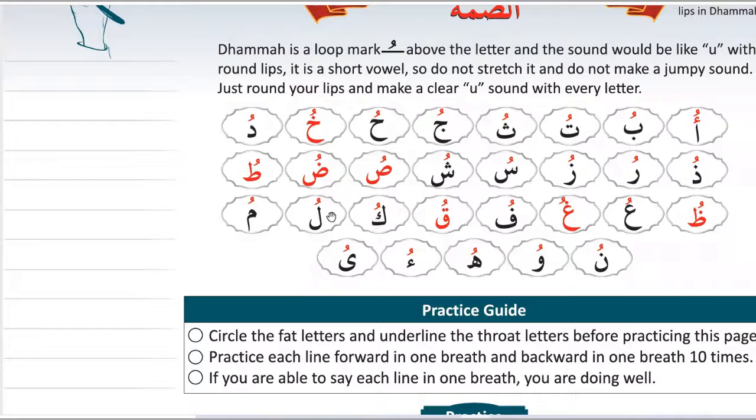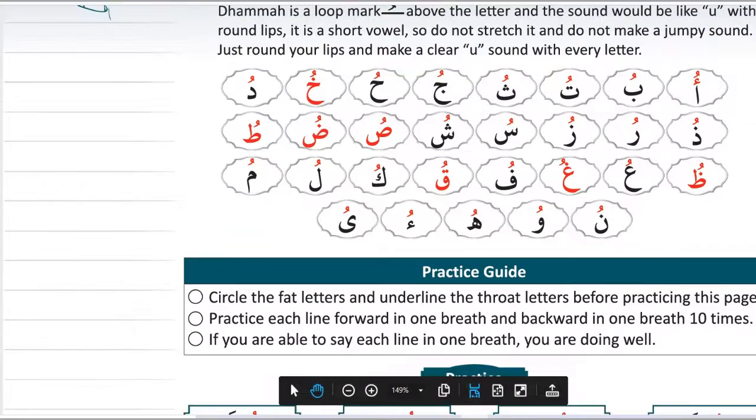Good job, mashallah. Lu. Mu. Nu. Wu, quickly. Wu. Who, wu, like who are you, right? So who, wu, u. Yu. Good job, mashallah. Jazakallahu khairan.